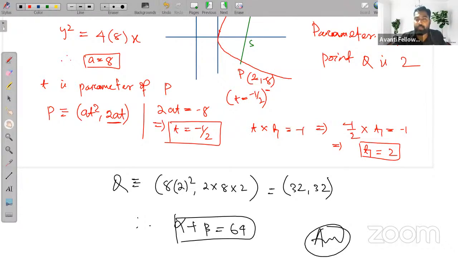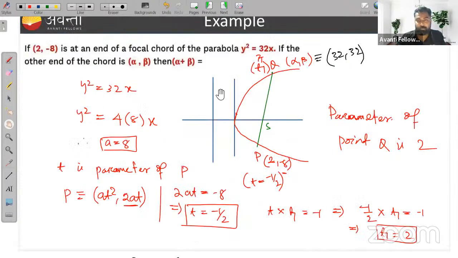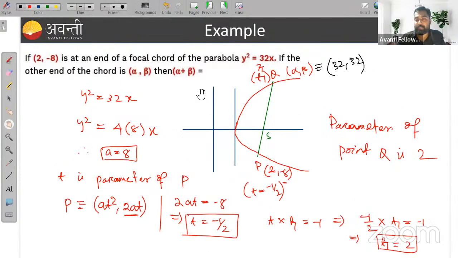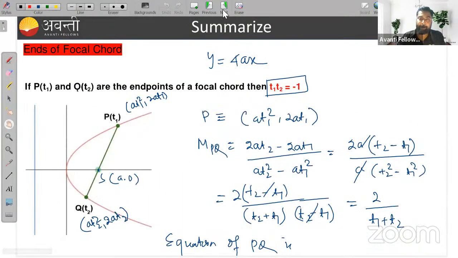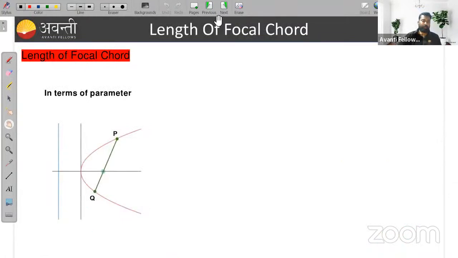Is it clear to everyone, guys? If you have any doubt, you can ask. Just here we use the previous result, right? Tick.